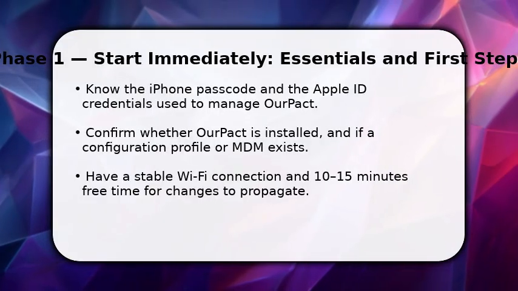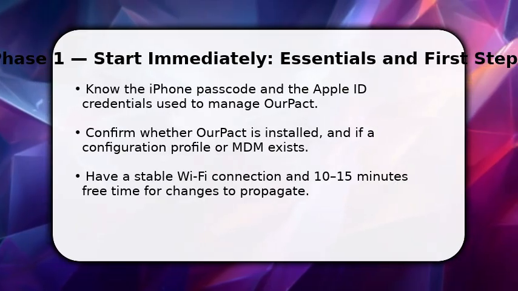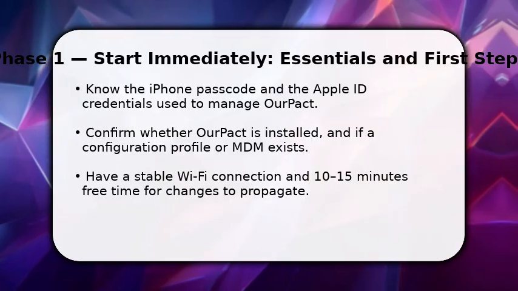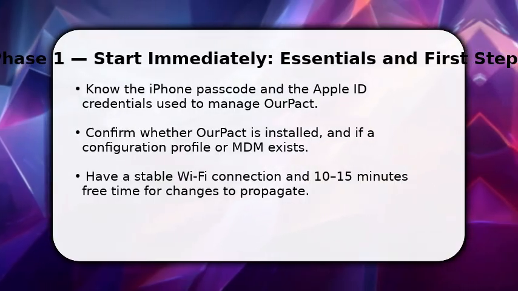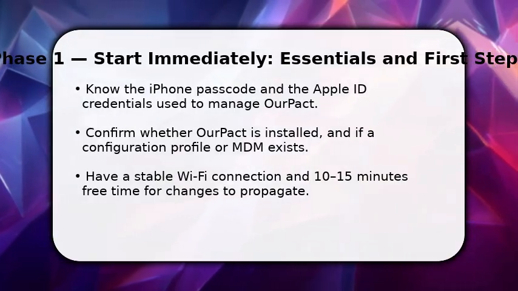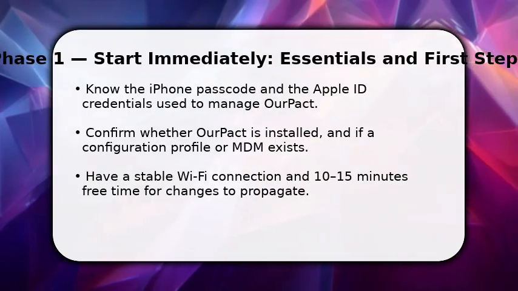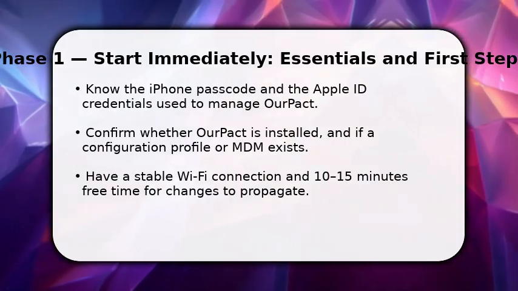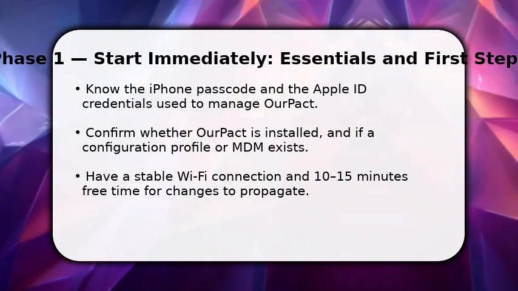You begin by collecting credentials and confirming device state. You need the iPhone passcode and the Apple ID that set up Ourpact, because many controls tie to those accounts. Once you've confirmed the app is present, open Settings and look for Profiles or Device Management. This tells you if Ourpact installed a configuration profile.